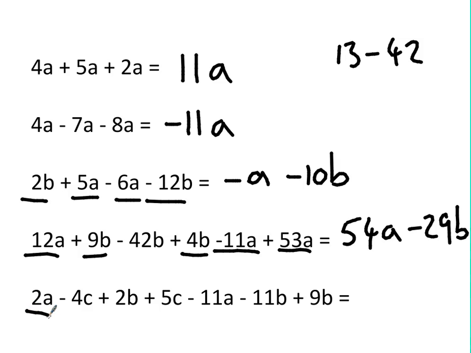Starting with the a's, 2a minus 11a is going to be minus 9a. Then the b's, we've got 2b and we've got 9b, that makes 11b, but take away that 11b, we'll cancel out all those b's, so we don't have any at all. Minus 4c plus a 5c is a positive c, just one of them. So the answer is minus 9a plus c.